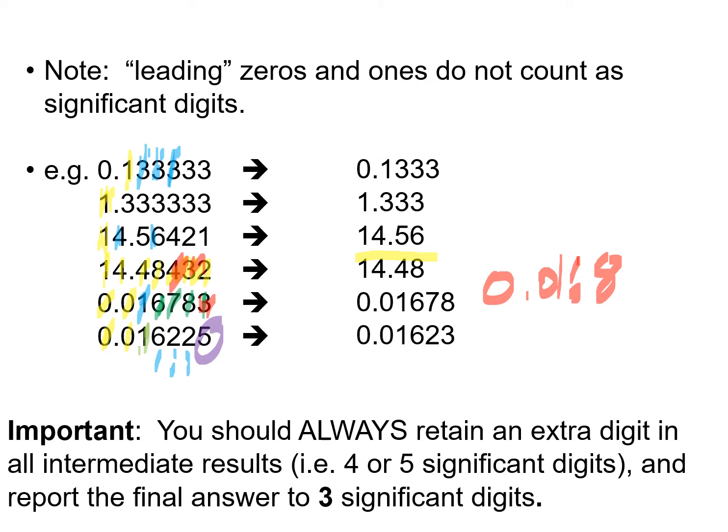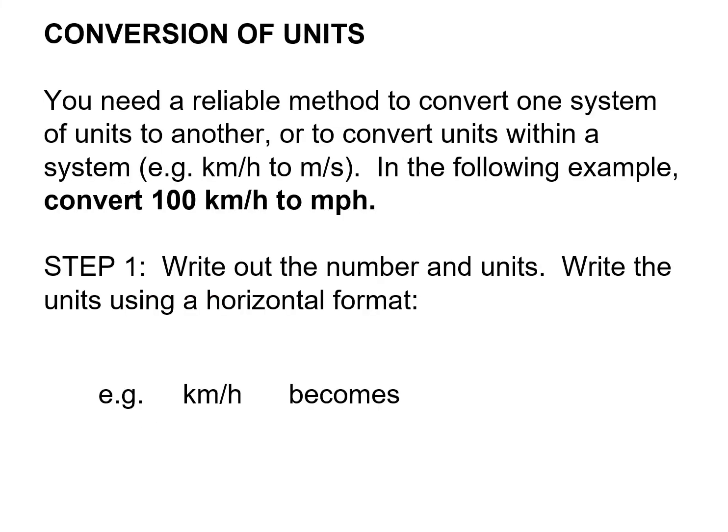So we're going to be left with 0.01623. This doesn't count for a significant digit, this doesn't count for a significant digit, nor does this. Here are our 3 significant digits, 6, 2, 3. We increased that last 2 by 1. Okay, so kind of clicked a little bit ahead there.